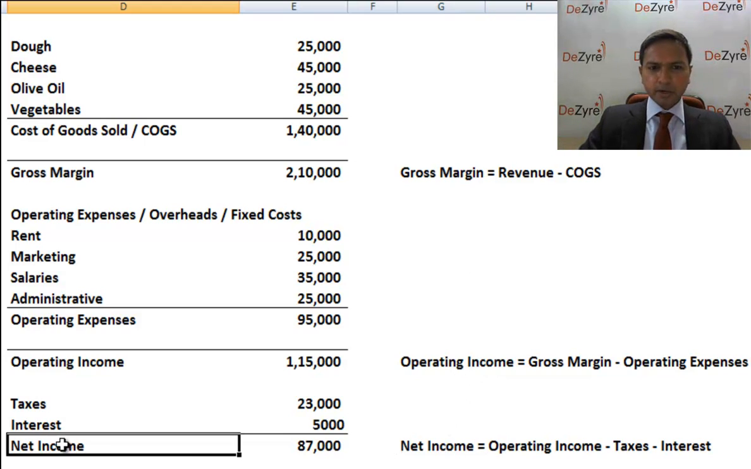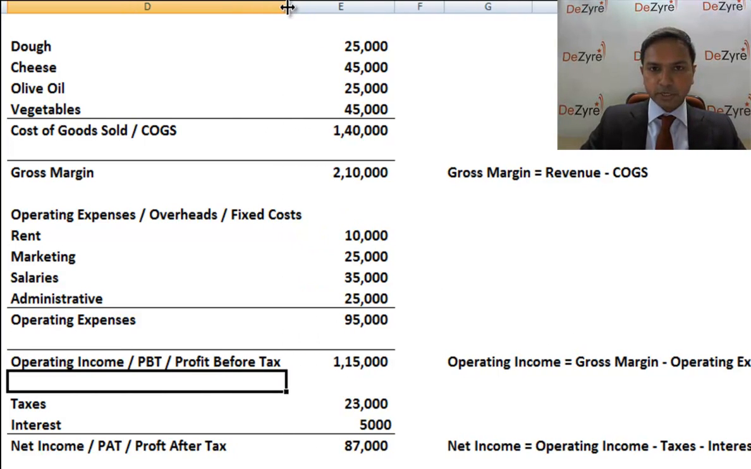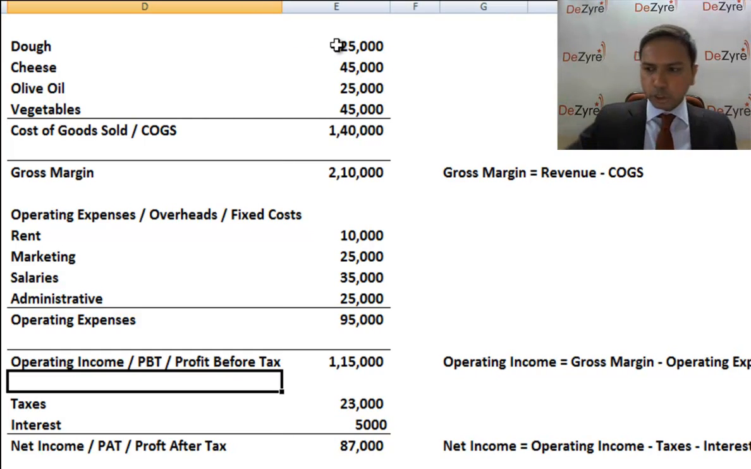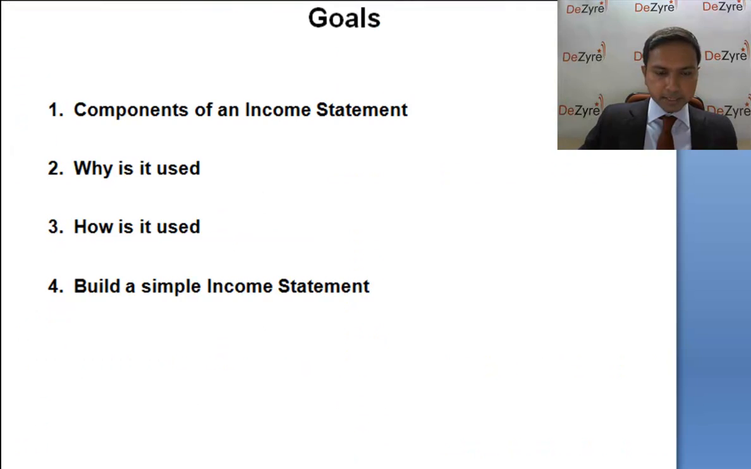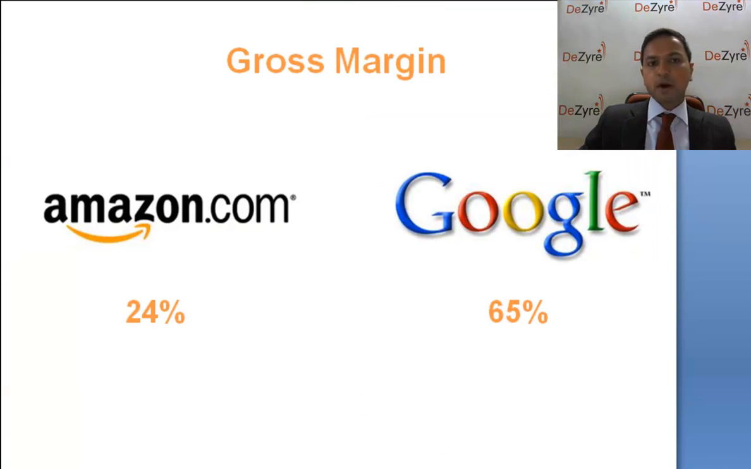Now, there are some other names for these things, like net income is also called PAT, or profit after tax. If you didn't have an interest, this operating income could otherwise be called PBT, or profit before tax. Essentially, your profit before you paid your tax rupees. All right. So now, just to make sure you get the concept of gross margin and net margin, we're going to look at an example.